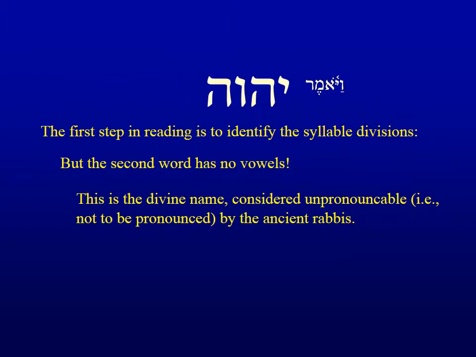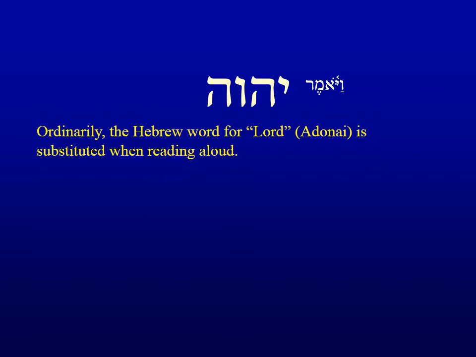This is a special word in biblical Hebrew. This is the divine name, Yud He Vav He. It's considered to be unpronounceable. That is, it's not supposed to be pronounced. This is true in the ancient rabbinic tradition and in many Jewish traditions today. Ordinarily, instead of pronouncing this word, the Jewish practice is to say the word for Lord, which is Adonai, whenever you encounter this word. So rather than pronouncing the Yud He Vav He, one would say Adonai.